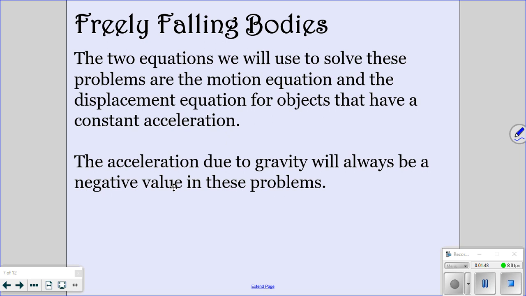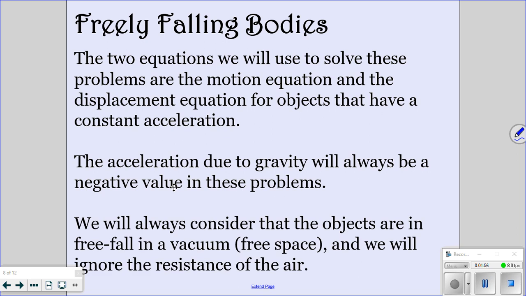Your acceleration due to gravity in these is always going to be negative because it's always going down. So you have to make sure to put negative for your acceleration. And then we're going to always assume that they are in free fall in a vacuum, and so we're going to ignore air resistance. So if you dropped a feather and you dropped a bowling ball, they're going to fall at the same rate because we're in a vacuum. There's no air resistance.